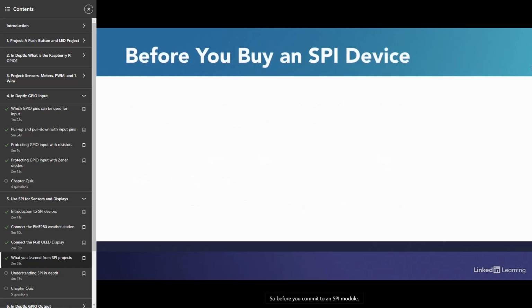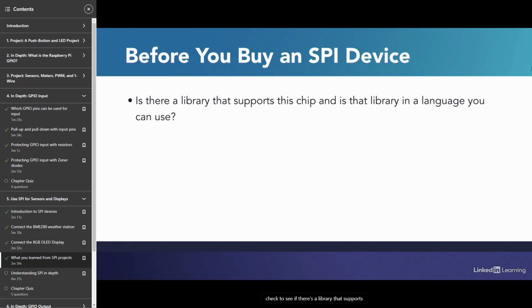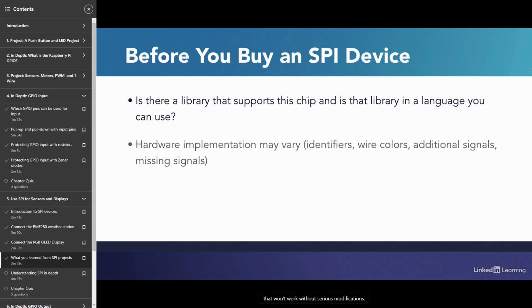So before you commit to an SPI module, check to see if there's a library that supports this chip and in a language you can use. Remember that the BME280 library is written in C and the OLED device driver is written in Python. You can use a C library in Python, but that's an advanced skill and you'll need to do some research. Be aware of that issue and avoid buying a device that won't work without serious modifications.